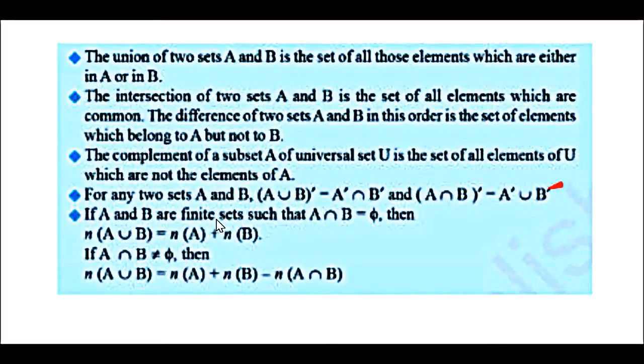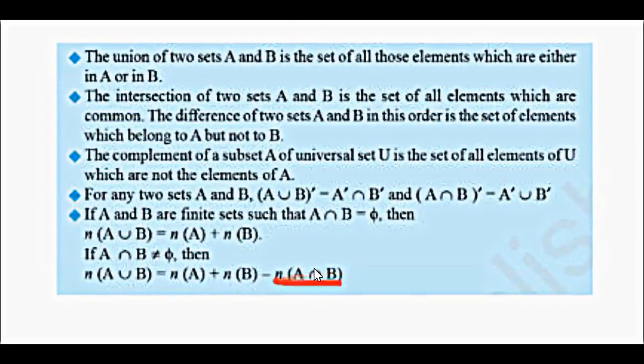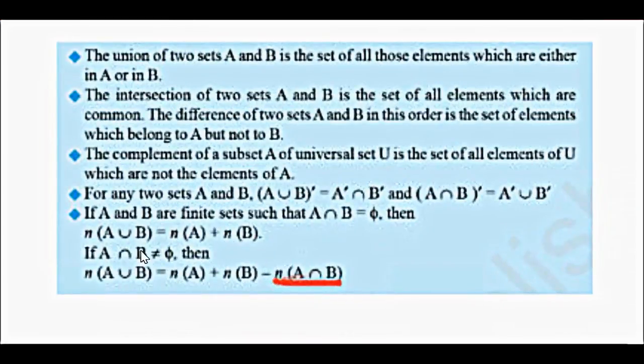If A and B are finite sets and A intersection B is not empty, the formula would be like this: n(A union B) is equal to n(A) plus n(B) minus n(A intersection B). But if A intersection B is phi, which means it is empty, then n(A union B) will be exactly equal to n(A) plus n(B).